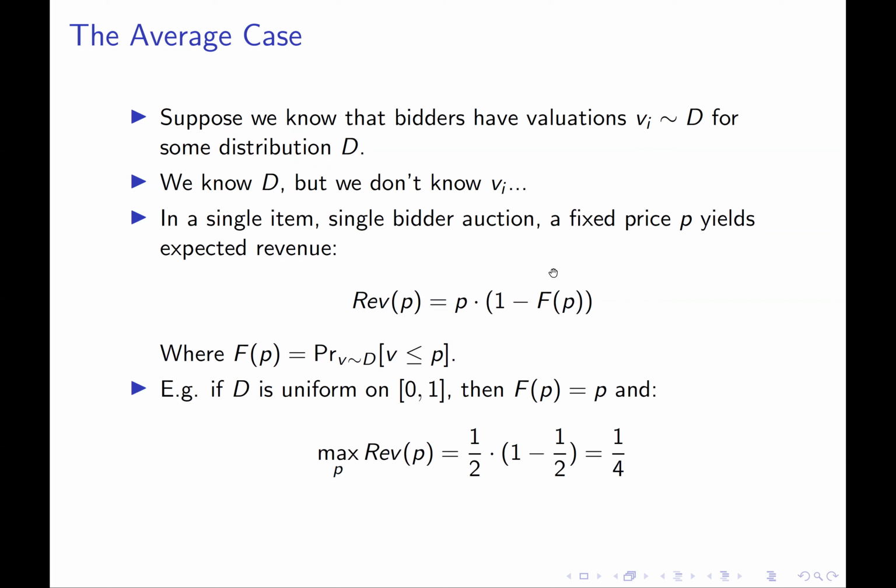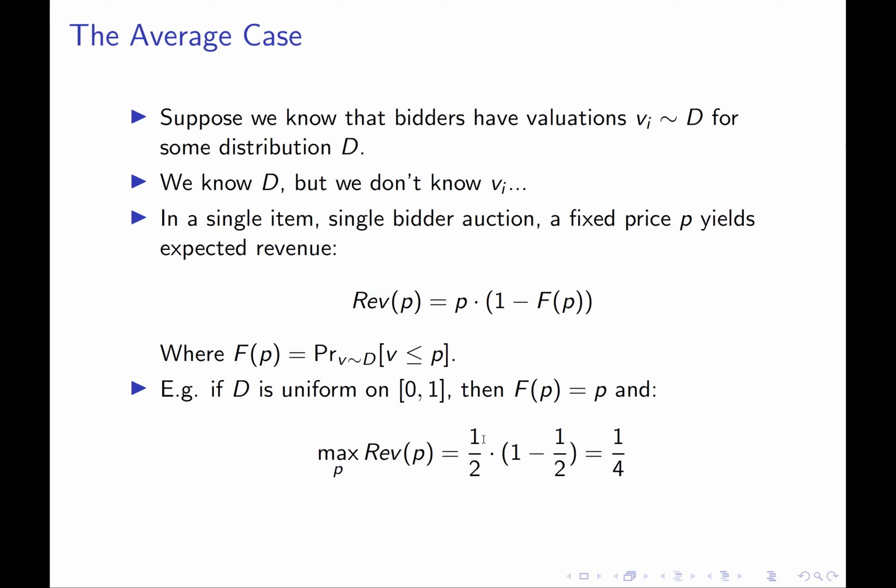So, for example, suppose my value distribution is just the uniform distribution on 0 to 1. So, a new buyer has a valuation for the item that is uniformly random between 0 and 1. Well, then my CDF, F of P, is just equal to P. The probability that a uniformly drawn valuation is less than P is exactly P. And so my expression for revenue is just P times 1 minus P. And if I want to maximize that over my choice of P, I can do some simple calculus or just observe the shape of the curve. And notice that the price that maximizes my revenue is 1/2.